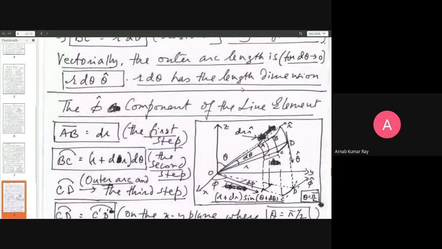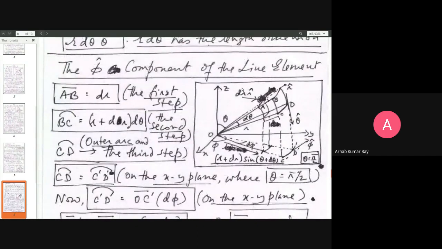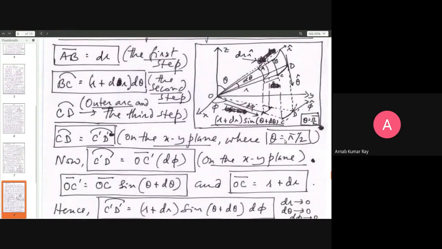Now we will be a little careful for the phi cap component of the line element. What is the phi cap component of the line element? Here a bit of attention is required, really. Let's see. First, O to A is radial vector r. Then from there, you have gone to AB, which is dr. Then from B, you have gone down to C, BC. Now you want to make the third step.